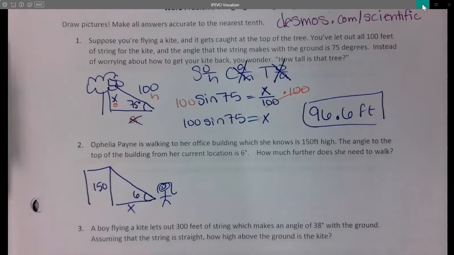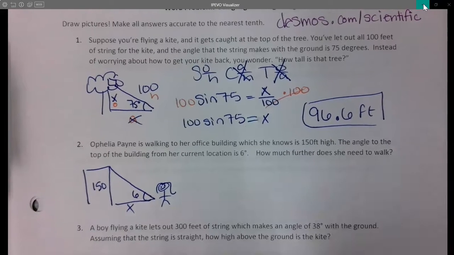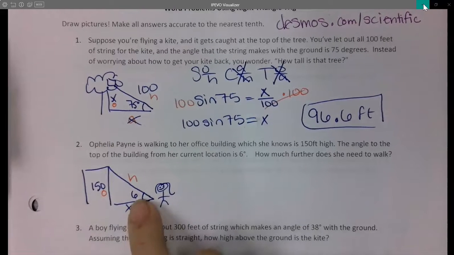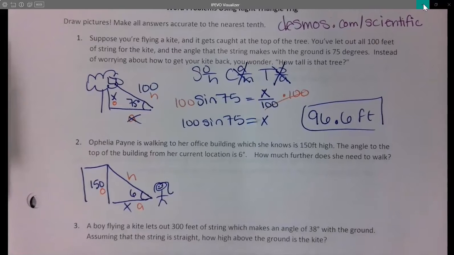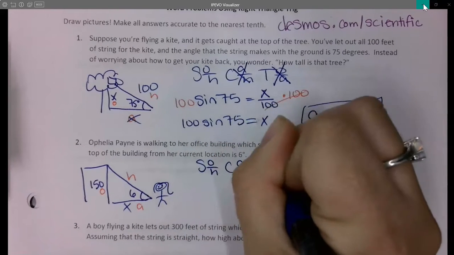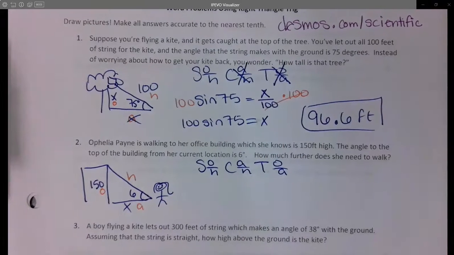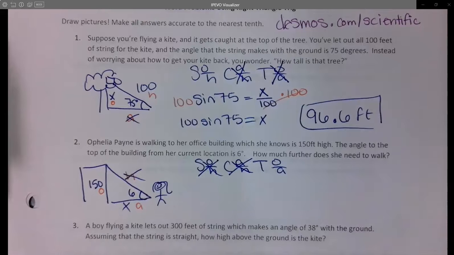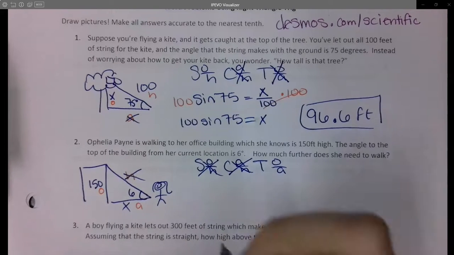So I want to go ahead and just like before, I want to label the parts of my triangle O, H, and A. H is the longest side. Adjacent is the part that touches the angle but isn't the hypotenuse. And opposite is the one that doesn't touch the angle mark. So now I'm going to write out SOHCAHTOA again. And this time I don't have a number with my H, so H is not the letter I want. I want to use tangent.